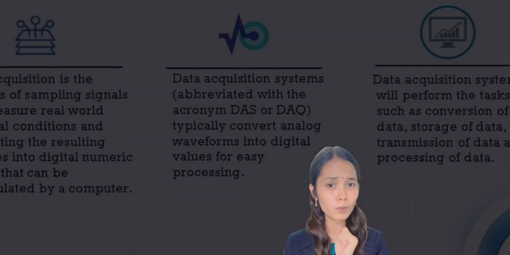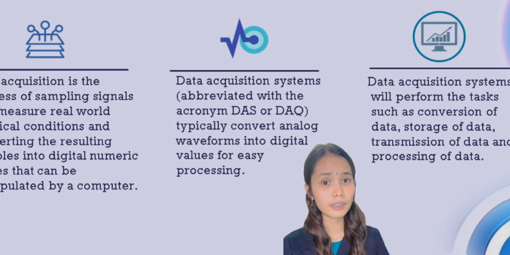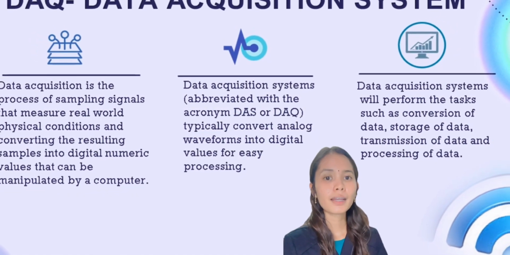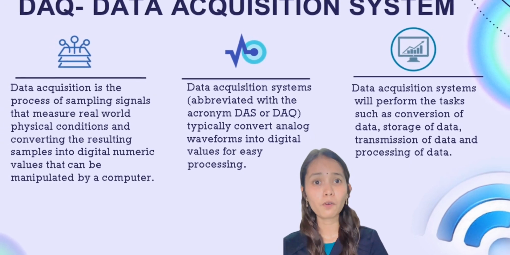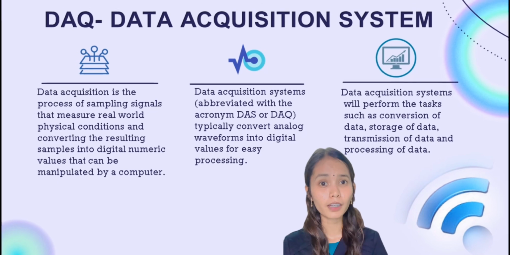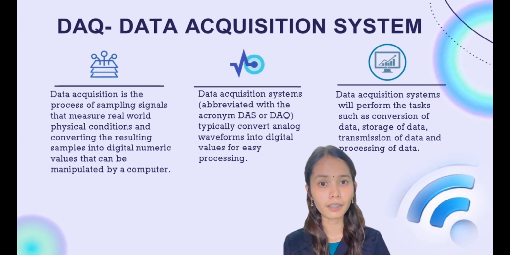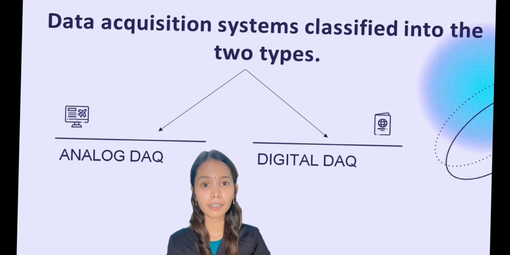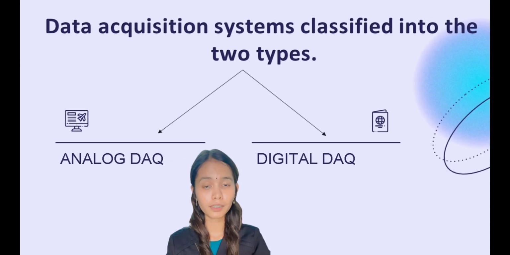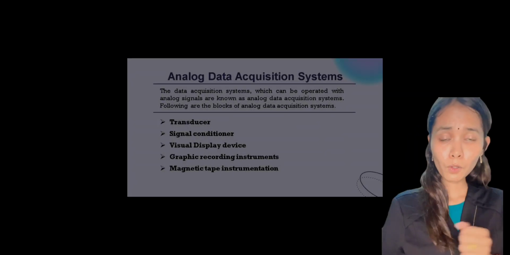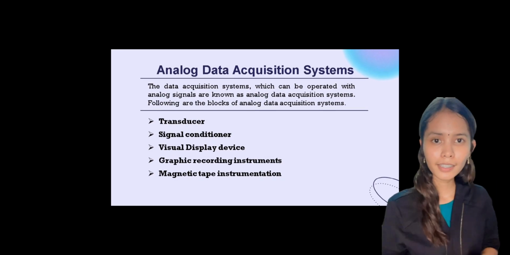Data acquisition systems also typically convert analog to digital numeric values for easy data processing. Data acquisition systems also perform tasks such as conversion of data, storage of data, and processing of data. Then, the data acquisition system can be divided into two types, which are the analog data acquisition system and the digital data acquisition system. So, what is an analog data acquisition system?